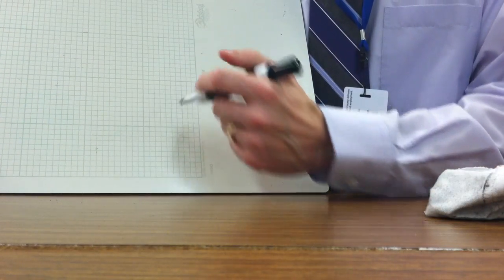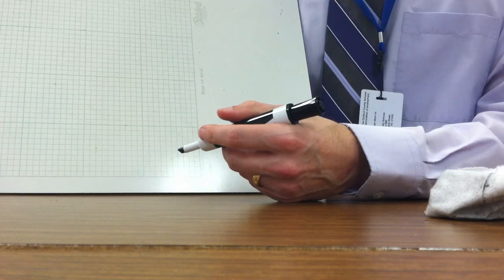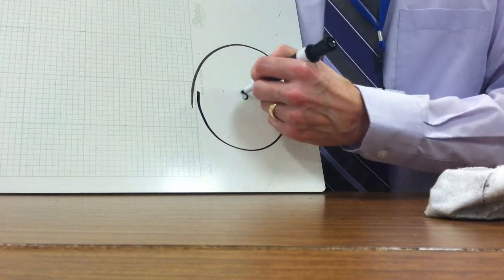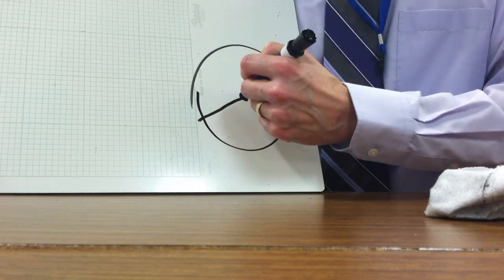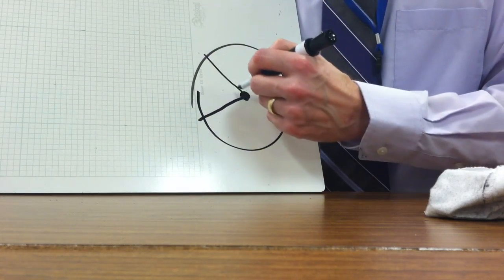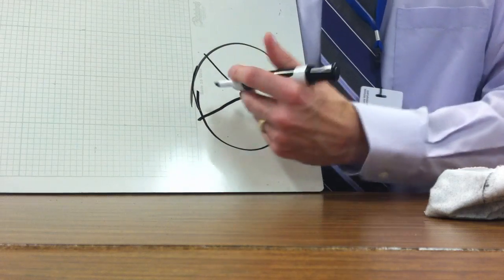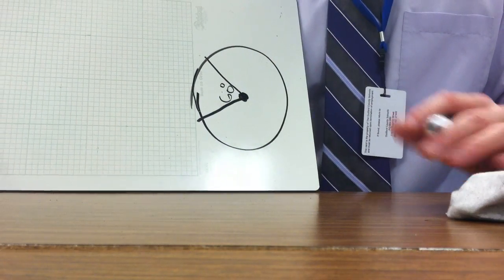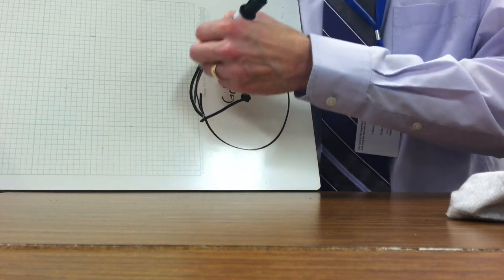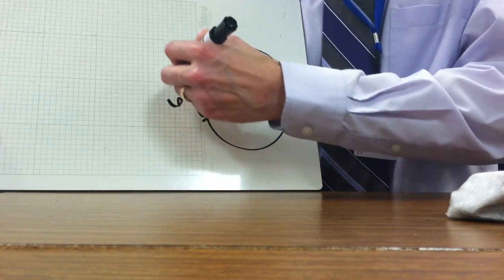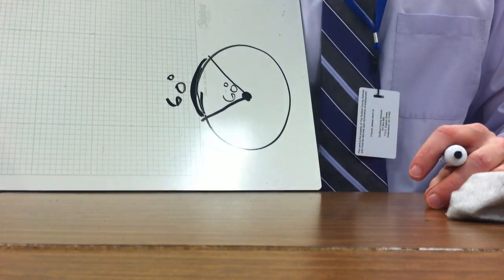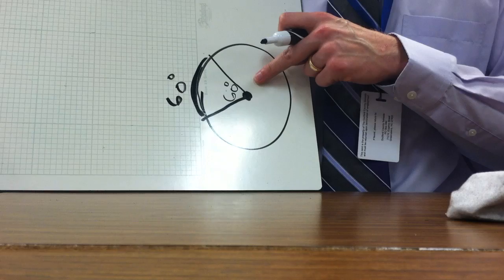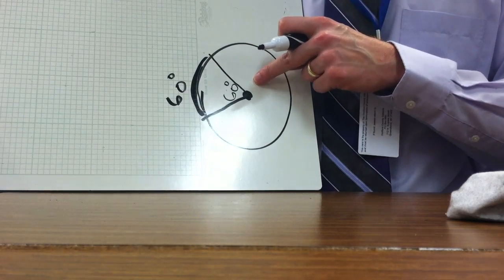Arc measure is always out of 360 degrees. Okay, and that's also based on your central angle. A central angle is an angle whose vertex is the center of the circle. Okay, so if we say that this is 60 degrees, that's the central angle. The arc's measure is also going to be 60 degrees out of your 360 degrees total. So your arc measure is the same as the central angle. Okay, that's an important concept.